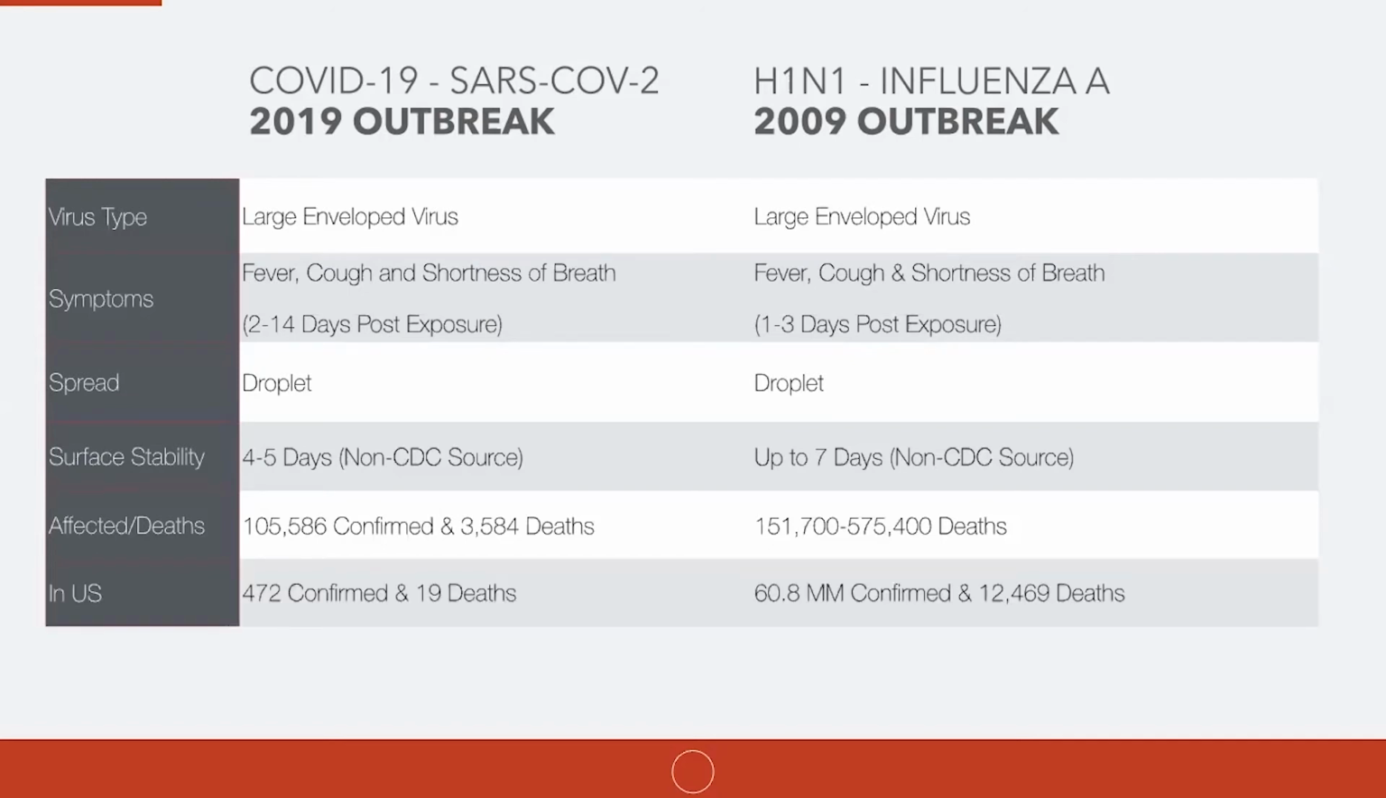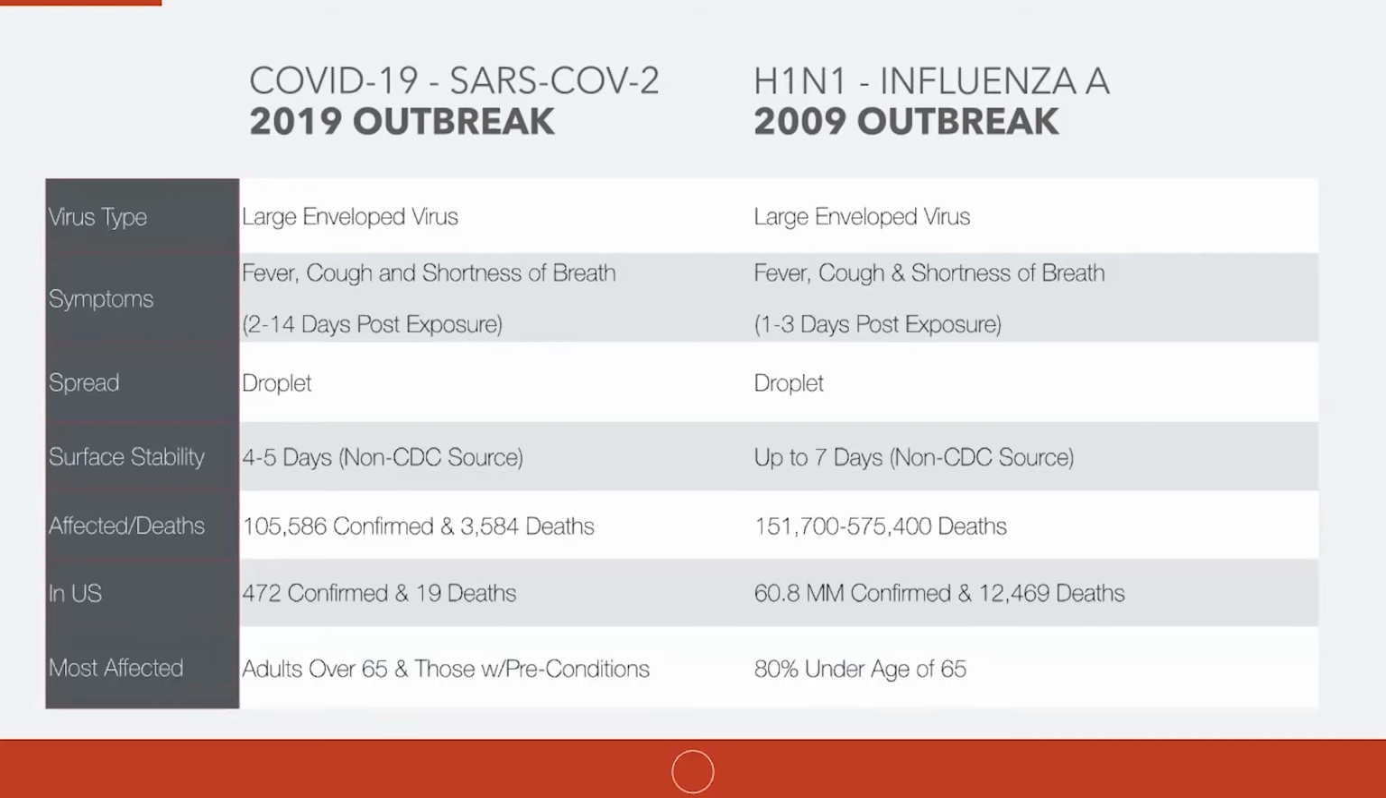When we compare it to the statistics that we're seeing, these are statistics produced by the World Health Organization, not news outlets. We have 472 cases confirmed in the United States. To put that in perspective, H1N1 through its height saw a little over 60 million people infected with the virus.